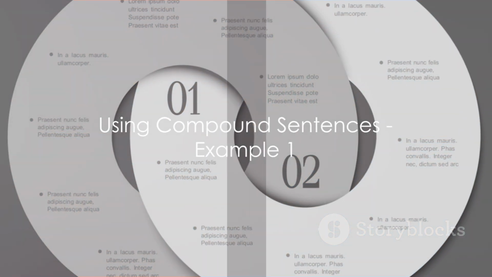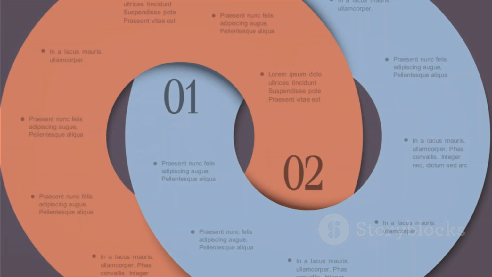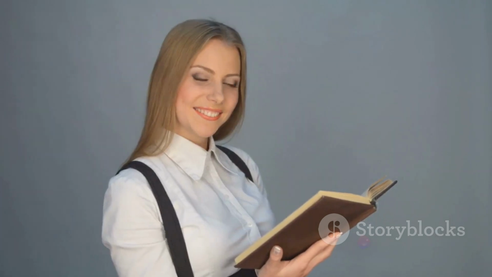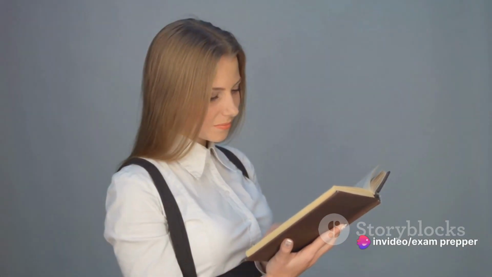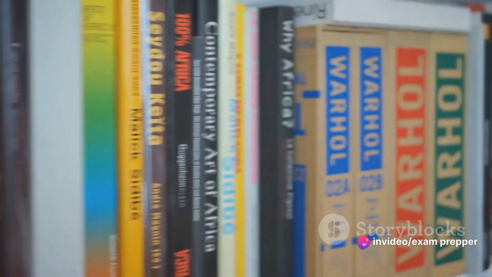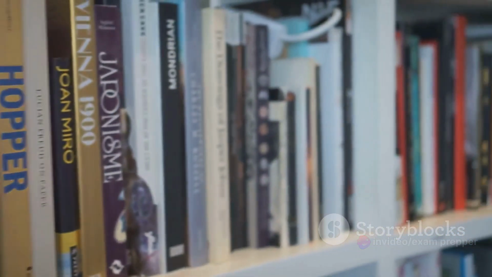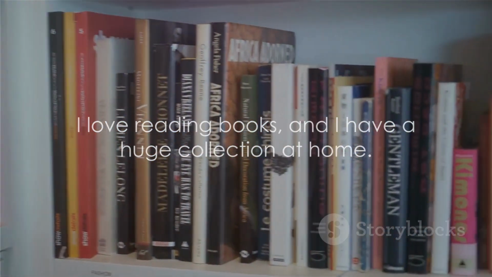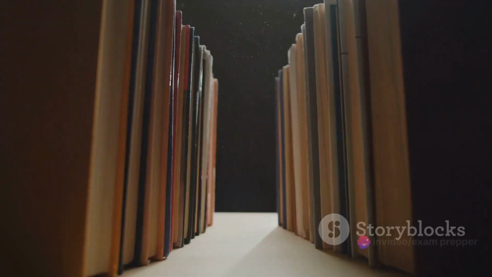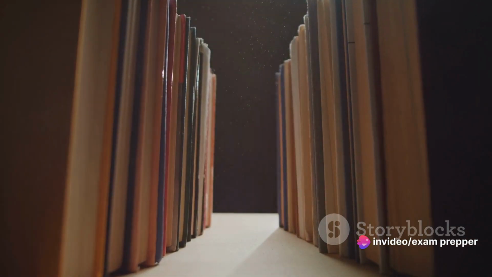Firstly, we use compound sentences when we want to connect closely related ideas. This is a way to add richness and depth to our statements, while also keeping the reader engaged. Take, for instance, "I love reading books, and I have a huge collection at home." Here, the two independent clauses are linked by the coordinating conjunction "and," forming a compound sentence that gives a fuller picture of the speaker's passion for books.